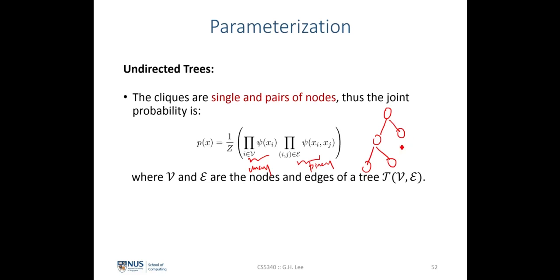What it means here is that for every random variable, which I call xi, we are going to assign a unary potential to it, as well as for the edge that links two random variables xi and xj. We are going to assign another potential, psi of xi xj, to this joint probability distribution here.